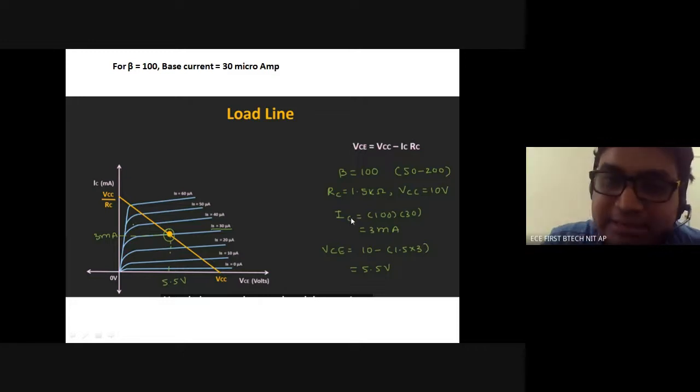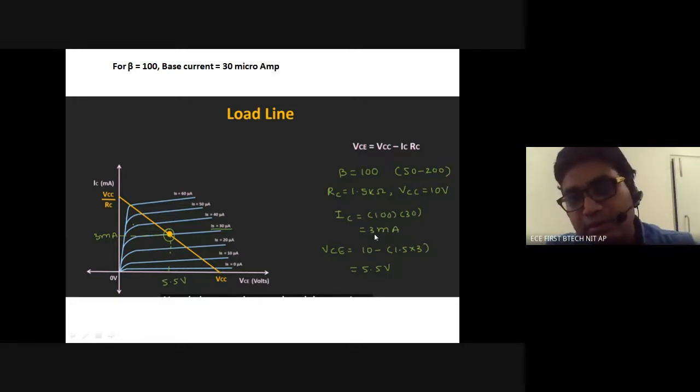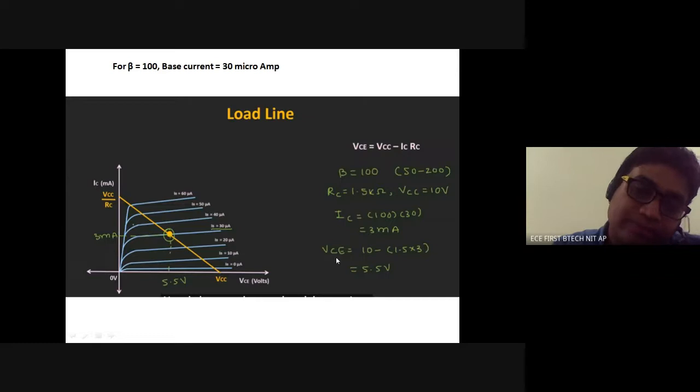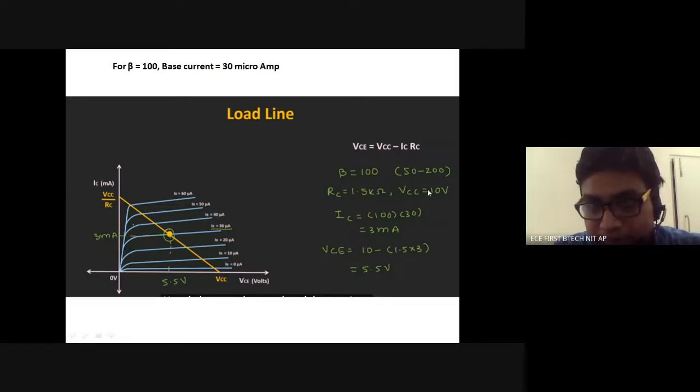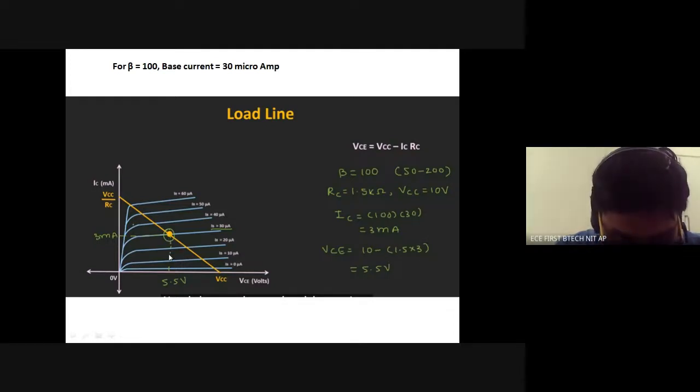So what will we get for IC? IC is equal to beta IB, which is nothing but 3 milliampere. And what is the collector emitter voltage? VCC is equal to 10 volt, IC is equal to 3 milliampere, and collector resistance is 1.5 kilo ohm. If you put in these values, we get 5.5 volt. So where is this point? This is the point where our collector emitter voltage is 5.5 volt and our collector current is 3 milliampere. This is the operating point for this transistor, which has beta equal to 100 and a base current of 30 microampere.